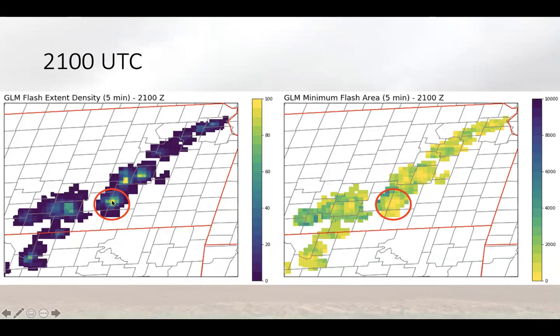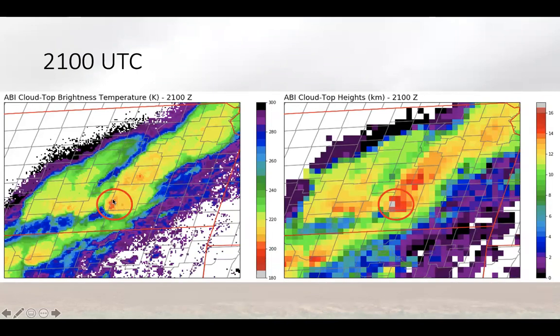Very high of a maximum here that is well over 90 flashes per 5 minutes. We also then have minimum flash areas that are below 1,000 square kilometers. And when comparing these storms with the other ones in the area, this storm is showing the greatest intensity at the time and the highest likelihood of producing severe weather.